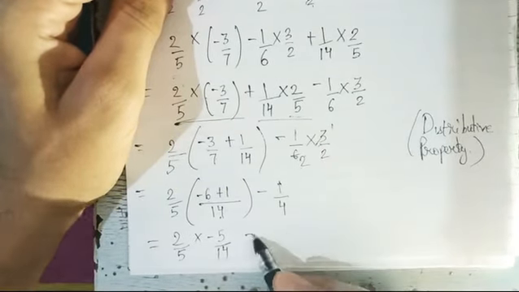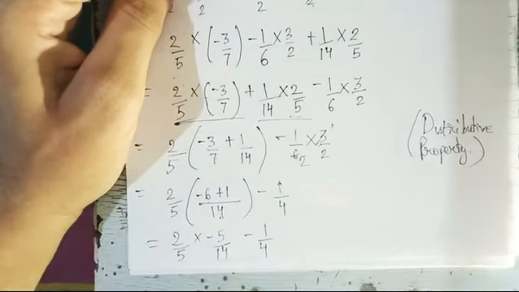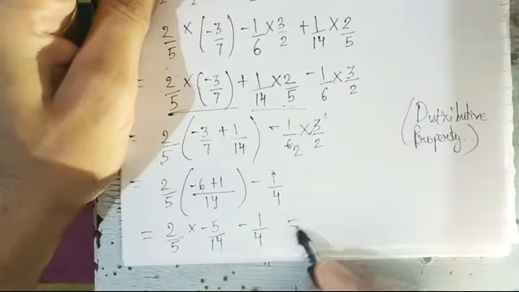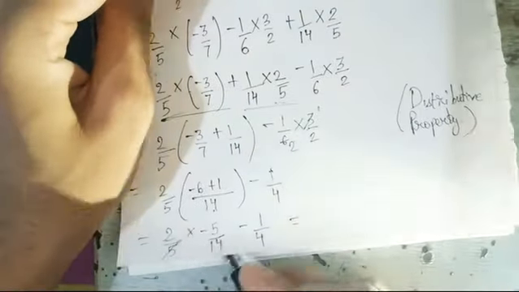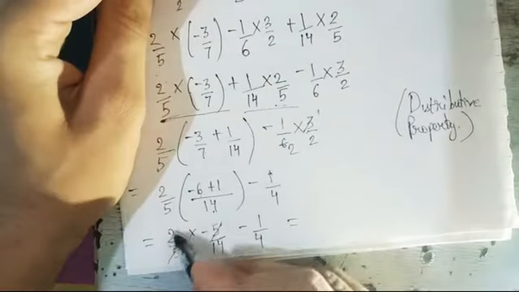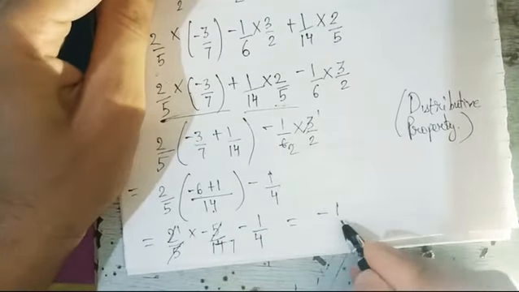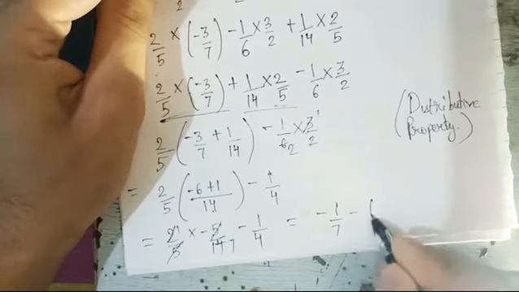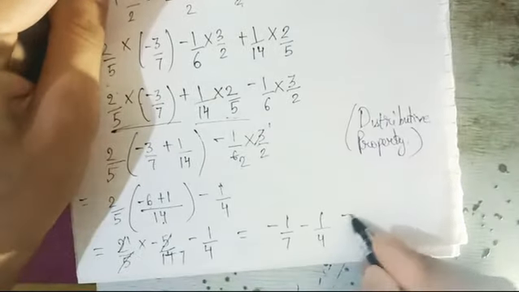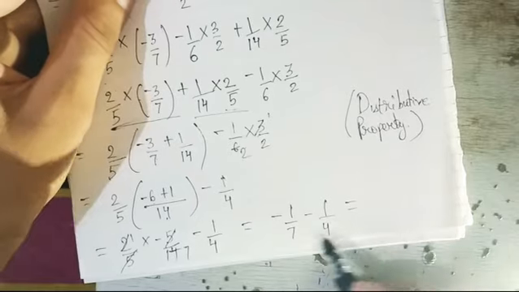Okay, and here minus 1 upon 4. Now solving the question, 5 and 5 will cancel out, 2 will divide 14 7 times, so what will remain? Minus 1 upon 7 minus 1 upon 4. Okay, now we will take LCM.